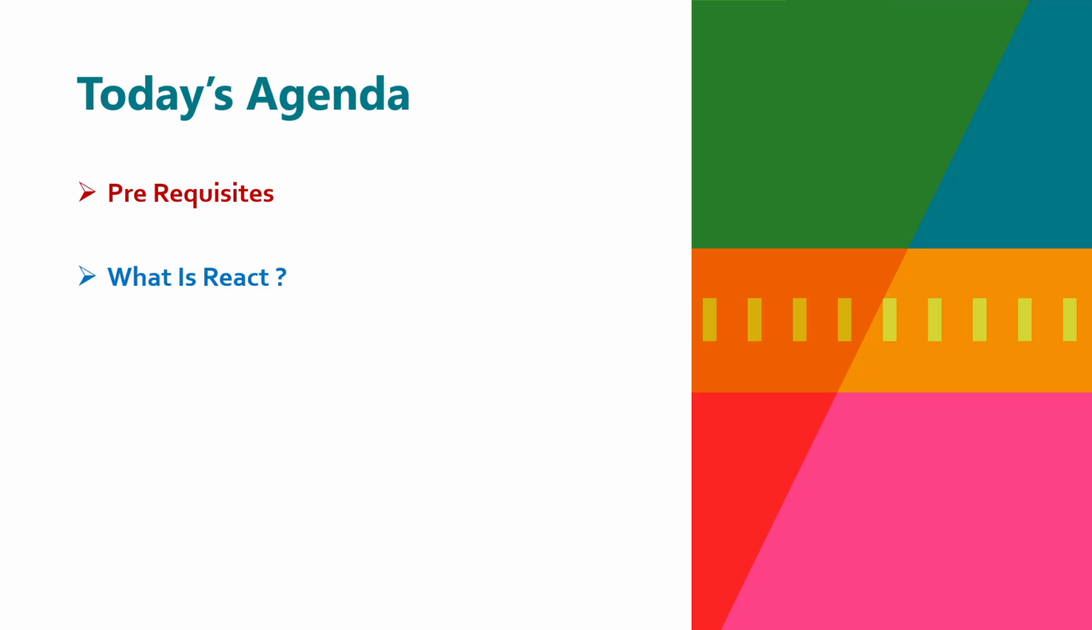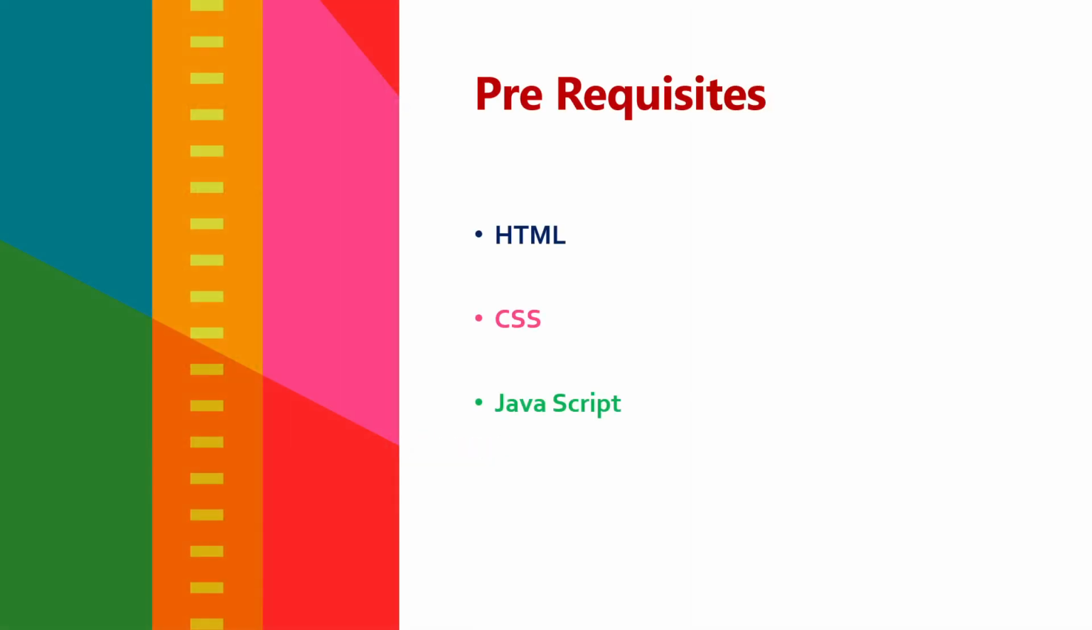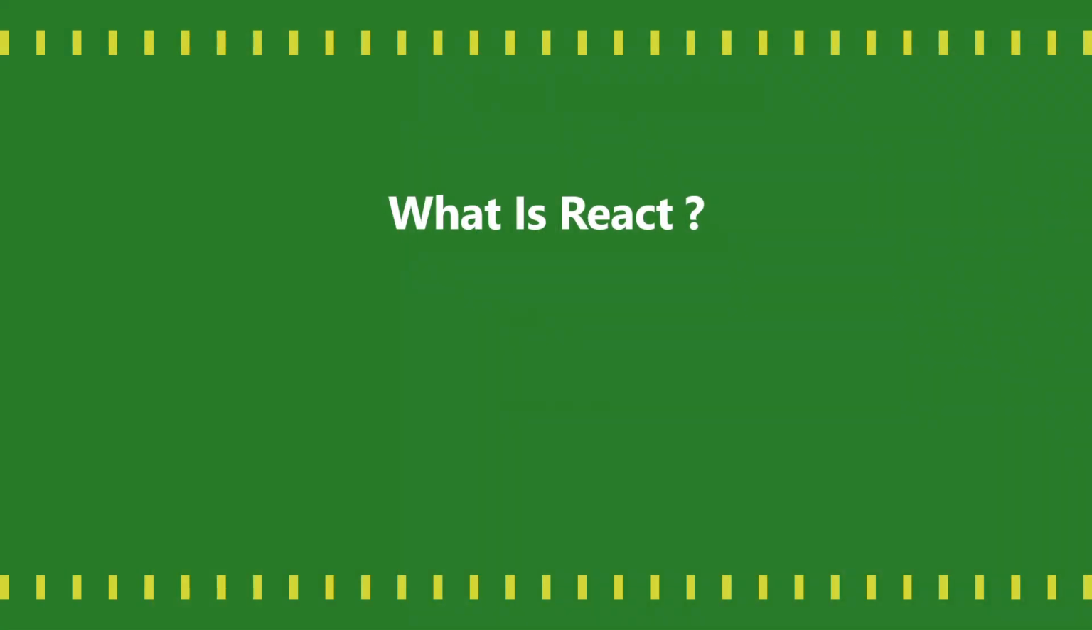Today's agenda is the prerequisites for learning React, what is React, the benefits of React, whether React is a framework or library, and the version history. The prerequisites for learning React are HTML, CSS, and JavaScript. We already learned HTML, CSS, and JavaScript, especially focusing on the DOM part. You can learn from anywhere. There are a lot of YouTube playlists available for HTML, CSS, and JavaScript.